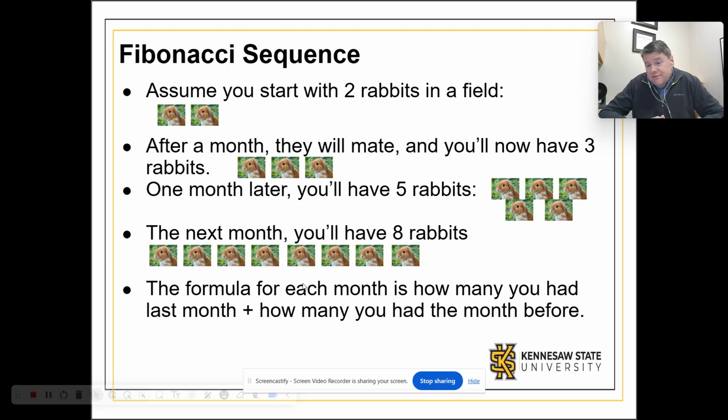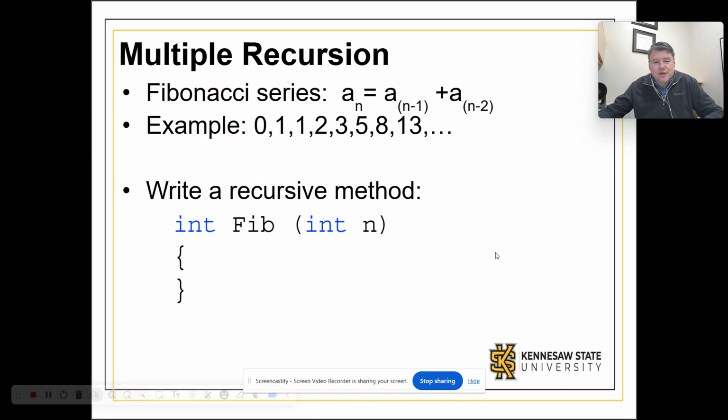So this is the Fibonacci sequence. It's an interesting mathematical formula, and it tells us it grows very, very quickly, and it is based on rabbits multiplying. All right, let's move on quickly.